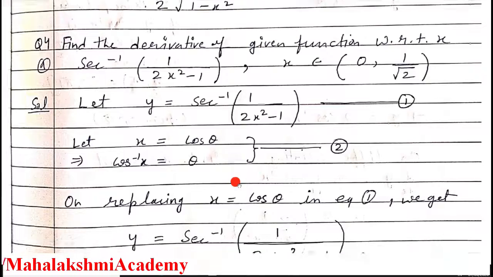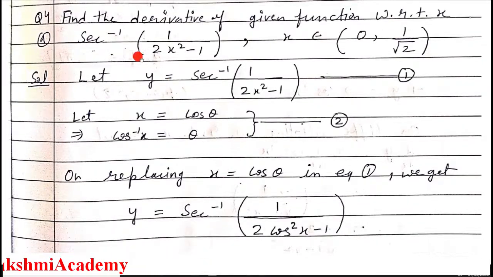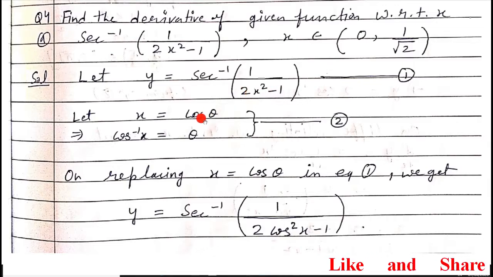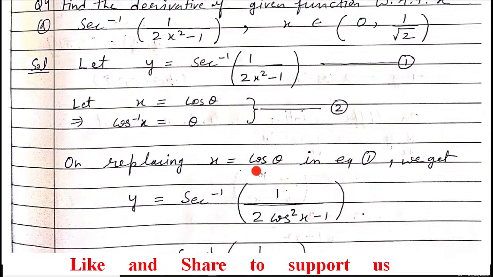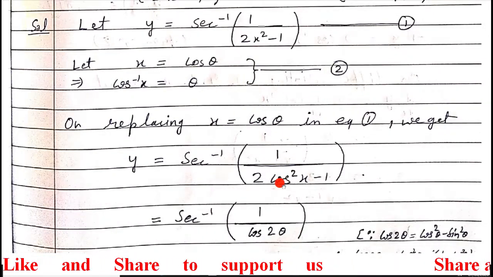Now question number 4. In question number 4, we have this question. So we'll assume this question as y. So that is your first equation. Now we need to do the replacement. So x will be replaced here by cos theta. Now from here theta is going to be cos inverse x. Do this replacement, so this equation 1 becomes like this.